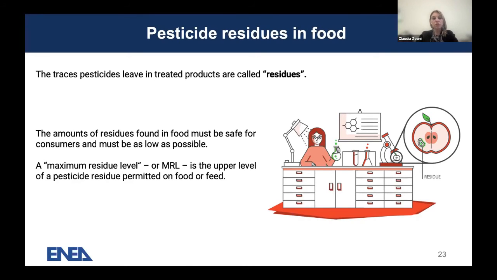For this reason, they are established also maximum residue levels that represent the upper levels of each pesticide residue that is permitted in food or feed. Also in feed, because we have to consider the possibility that they move along the supply chain as feed to the animals, and then from the animals to human consumers.